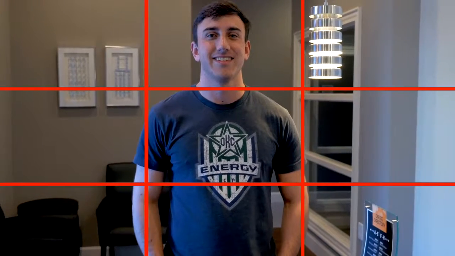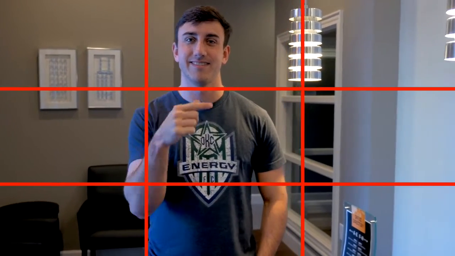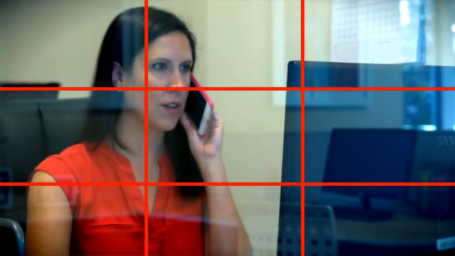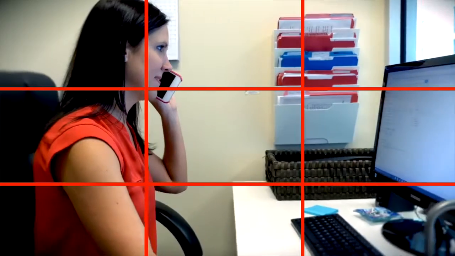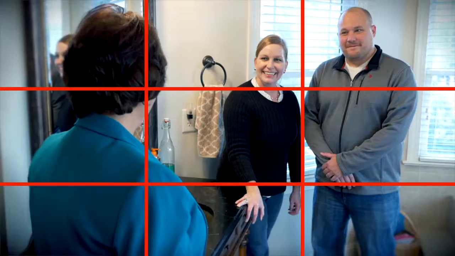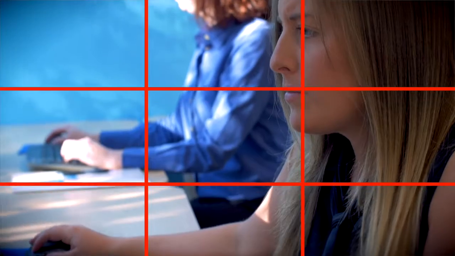Divide your screen into quadrants and place your subject or main objects along the lines and on the intersection points. Take a look at this video we produced for a realtor. We place the subjects on the vertical lines and then their eyes, which are the main point of focus, at the intersection points. Make sure there's something interesting on the opposite vertical line to balance the shot.